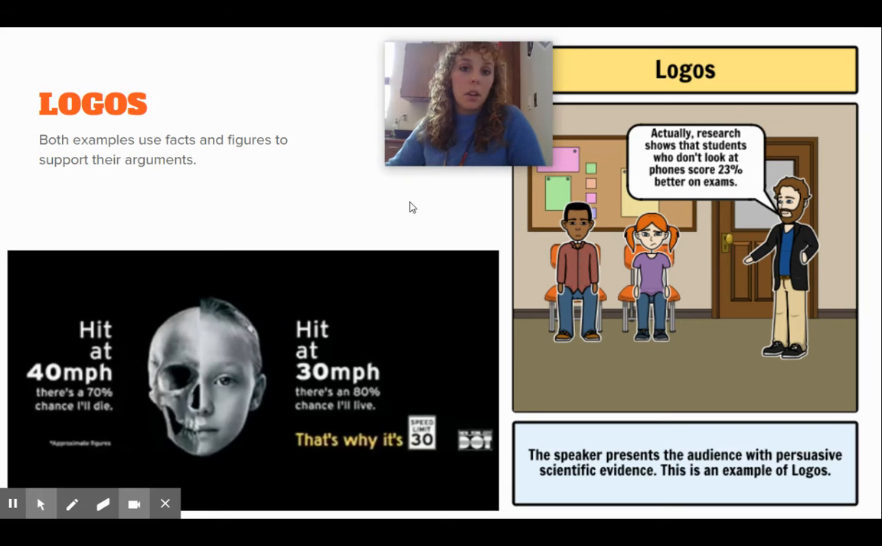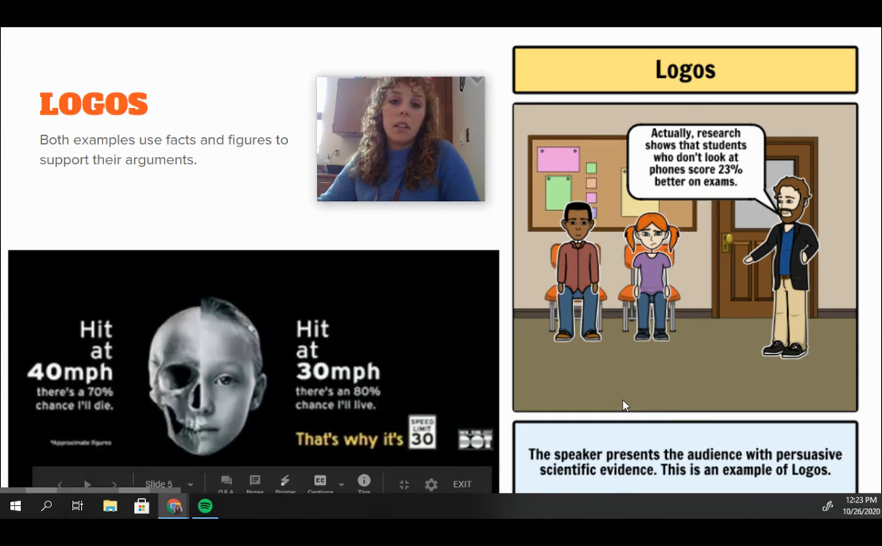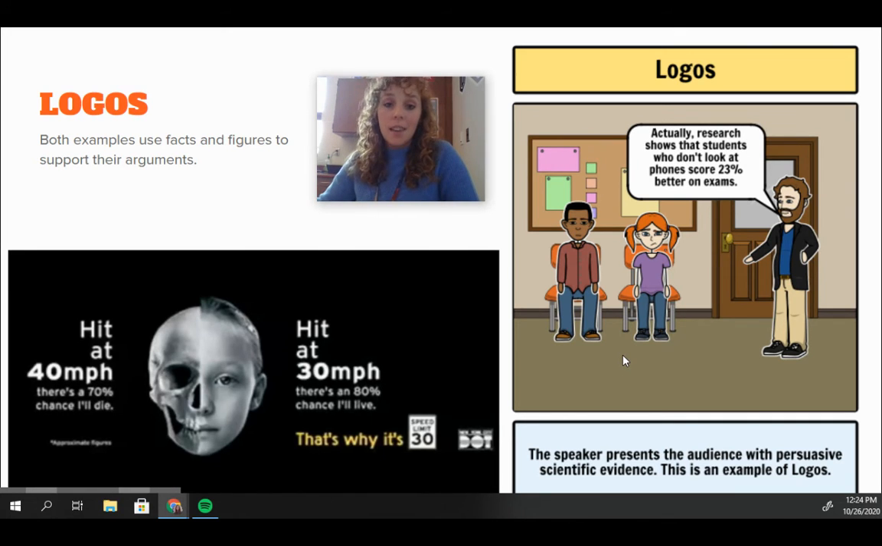Here we've got some logos examples. On the right, we've got some teacher, we'll say it's another teacher. It says, actually, research shows that students who don't look at their phones score 23% better on exams. So instead of going the emotional route, like, oh, it's all about respect, it's like, look, the evidence says that you will personally do better if you do not look at your stupid phone. So he's trying to get the logical argument.